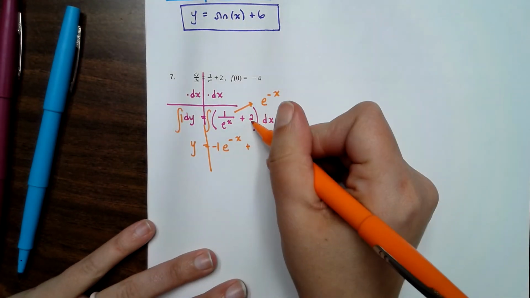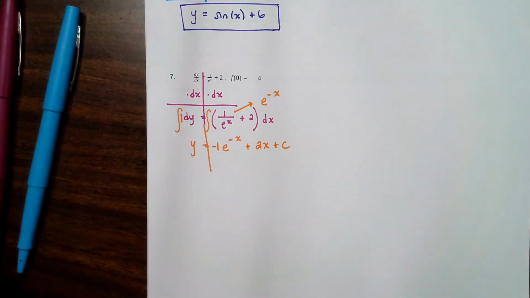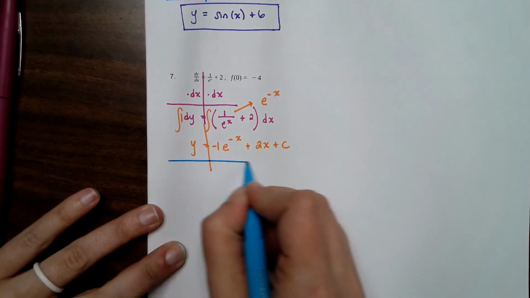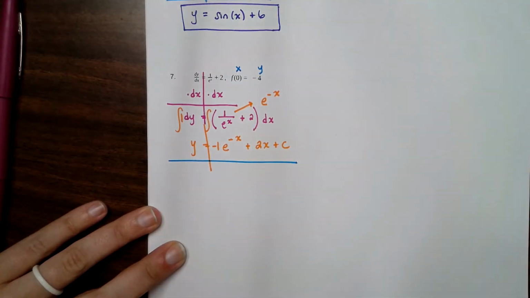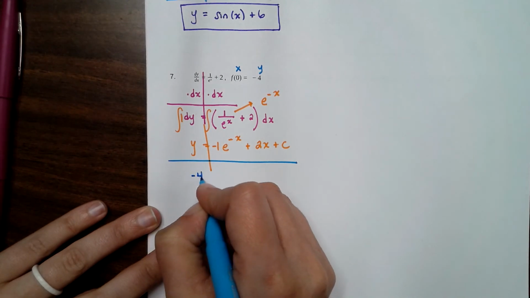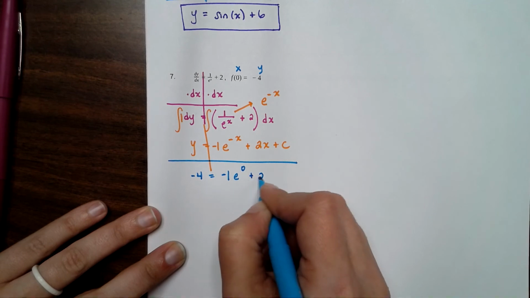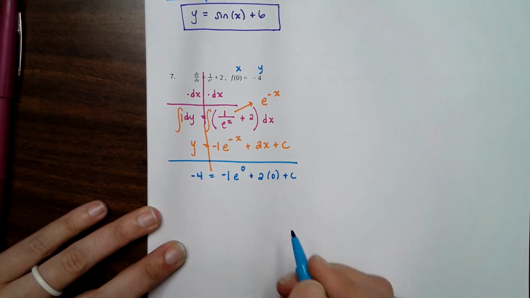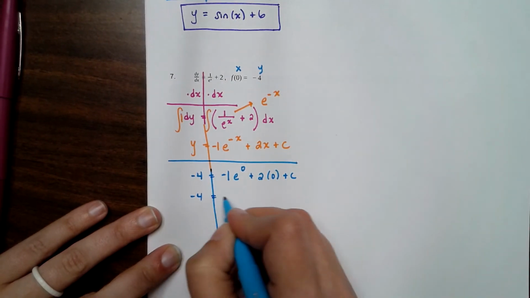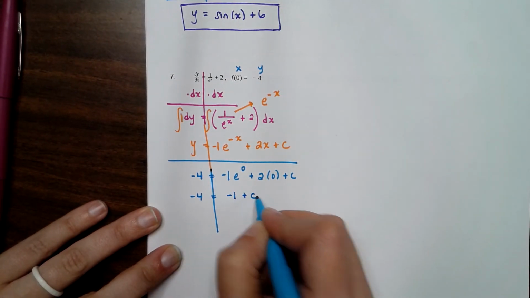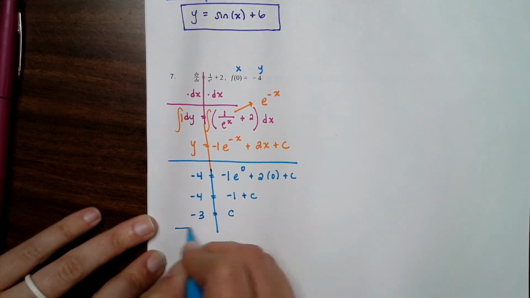Now I'm going to worry about the 2. So the antiderivative of the number 2 would just be 2x, and I'm putting my plus c as my placeholder. Now I'm going to use this input and this output to actually solve for the value of c. So negative 4 equals negative 1 e to the 0 plus 2 times 0 plus c. Now, e to the 0 is just 1, so this would just be negative 4 equals negative 1 plus c, which if I add 1 on the other side would give me negative 3.